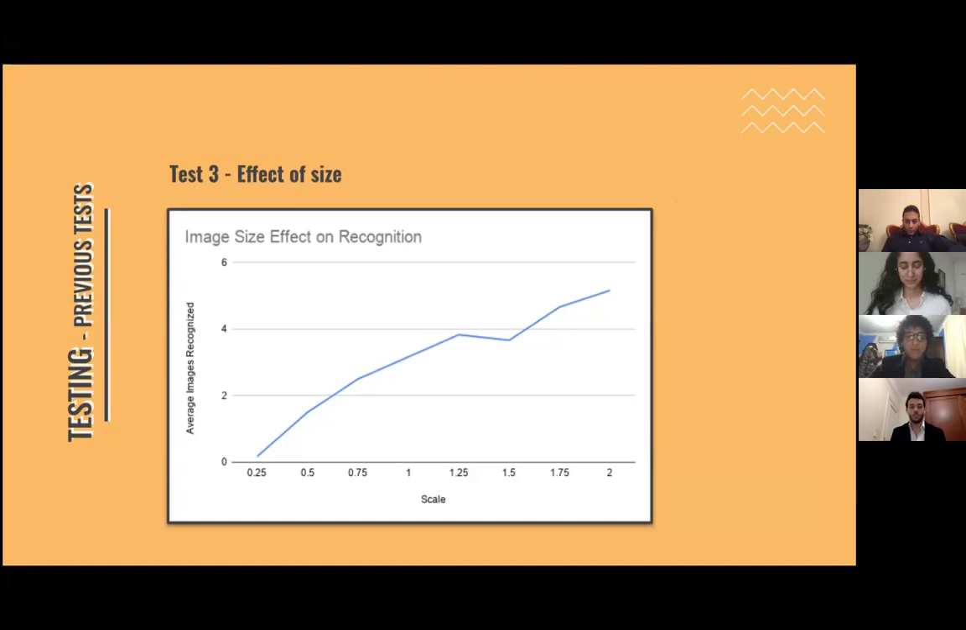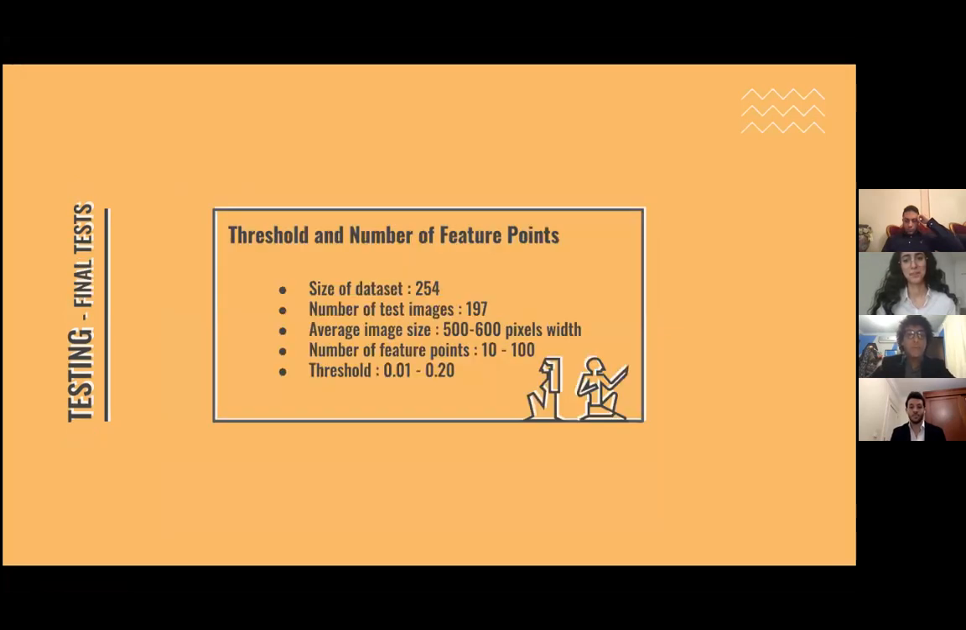Our third test was based on the same test images as test 2 because they gave better results. We scaled images from 0.25 of the original size to double the original size with step of 0.25. As we can see, the recognition rate always gets better when the scale increases. However, it affects the average execution time, as we will show later.